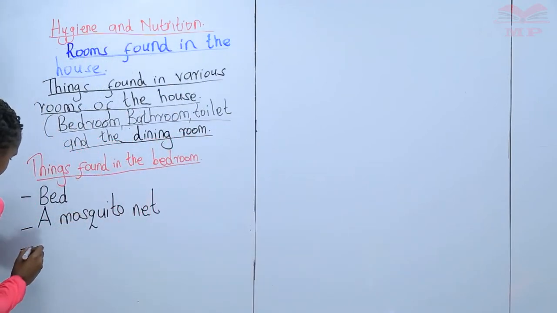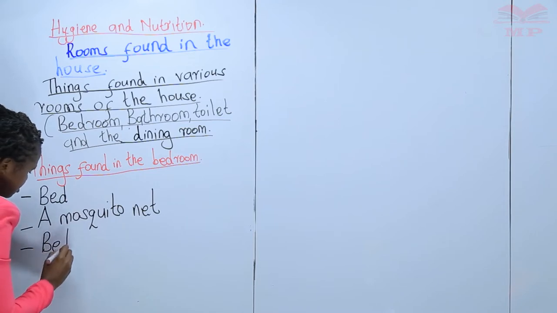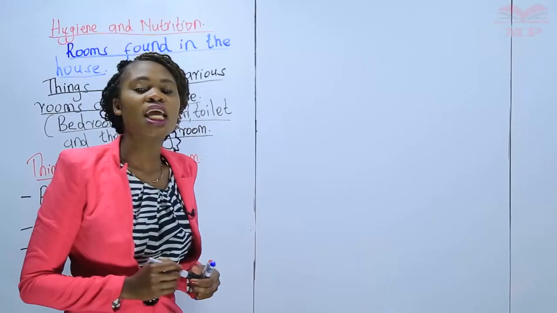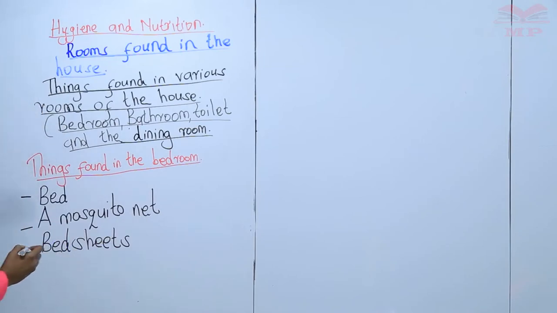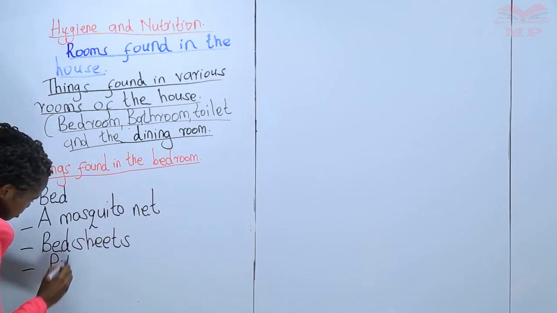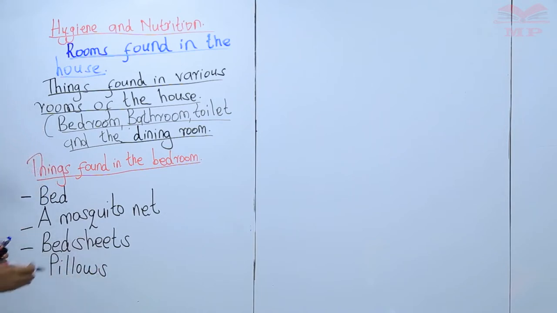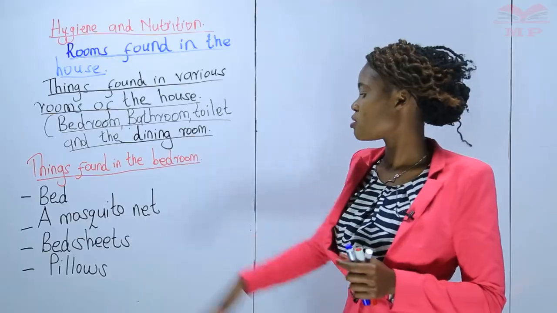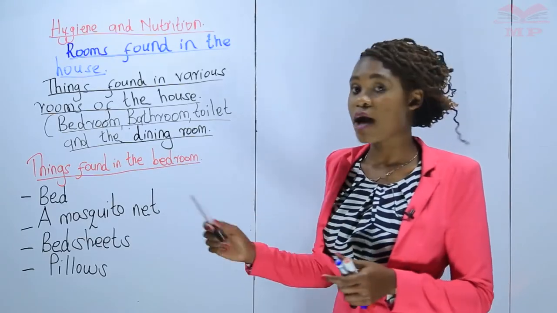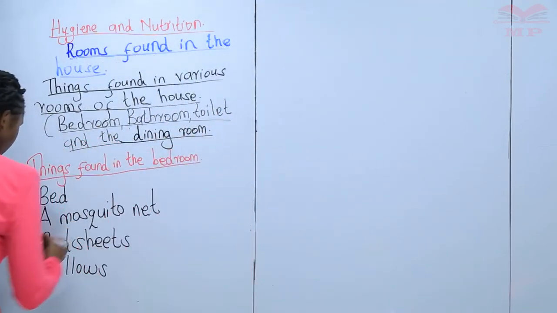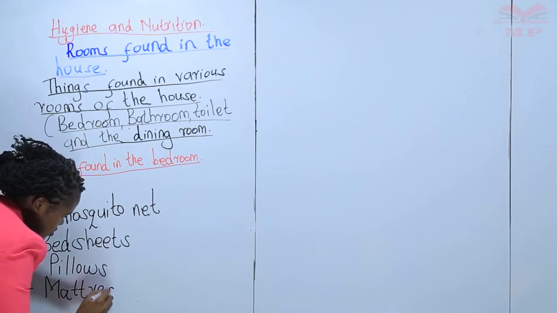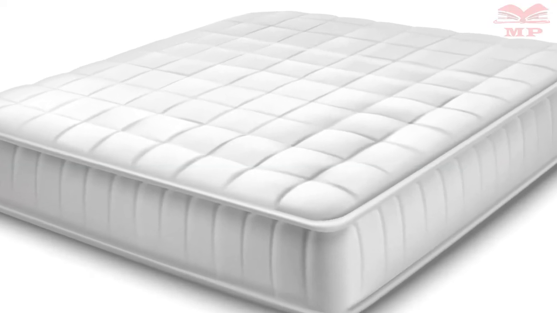We also have bed sheets. Bed sheets are also found in the bedroom. We also have pillows. Pillows help us to support our head when we are sleeping. So we have pillows, bed sheets, a mosquito net, a bed. And of course, on the bed, we should have a mattress. A mattress is found in the bedroom.